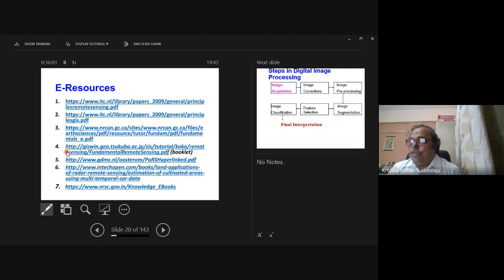I have put down a few sources for you where you get a lot of information about remote sensing, some free books, reading materials, etc. The last one has very useful case studies, remote sensing applications essentially. And you have some tutorials.